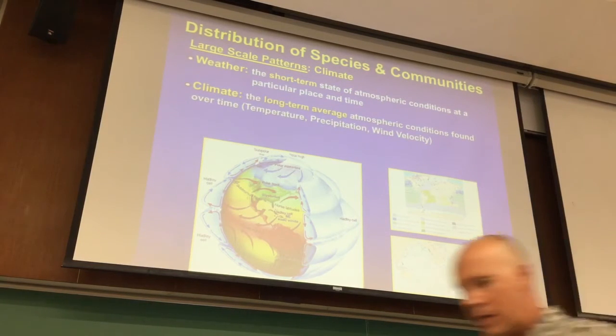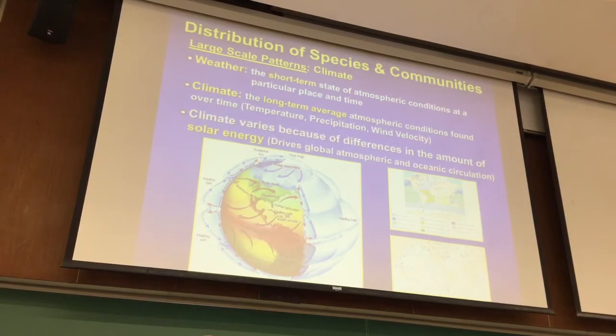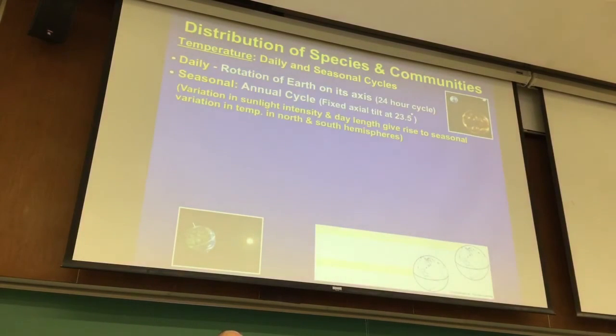So climate then dictates distribution of organisms. And so how is climate generated? That's the next question. So climate is generated by differences in solar radiation as we move around the sun. And that difference in solar radiation is going to drive both atmospheric and oceanic circulation systems. So here's the thing.